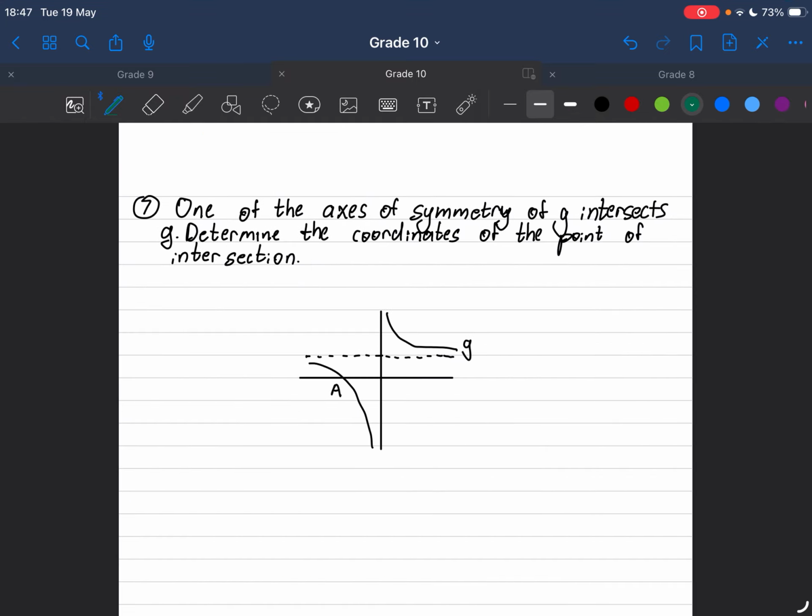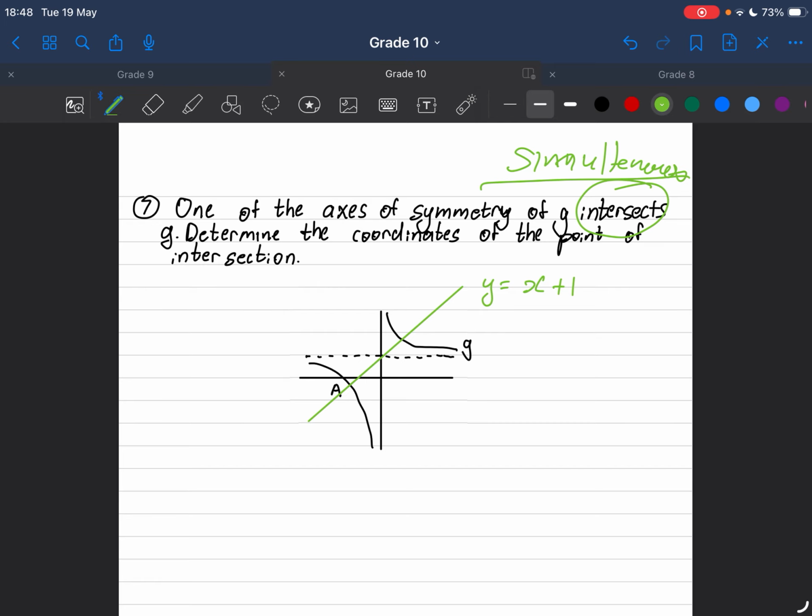All right, so the last part says one of the axes of symmetry intersects with g. Determine the coordinates of the point of intersection. First, let's see. There's an axis of symmetry there, and there's one there. Which one intersects with g? It's this one over here. What's the equation of that? y is equal to x plus 1. It's the positive one. So if it intersects, that means you need to do what?